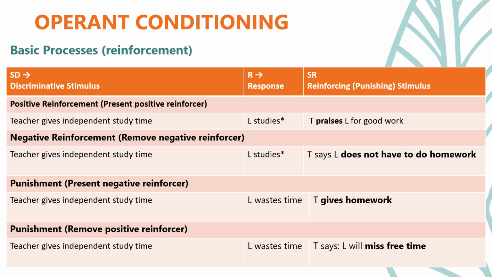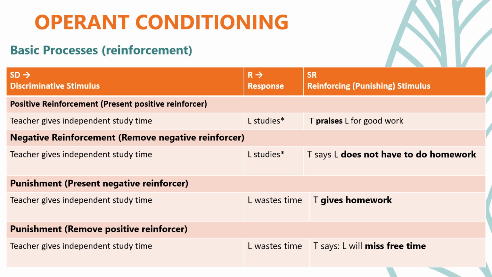In this table, we will learn what positive reinforcement, negative reinforcement, and punishment are, in terms of presenting the negative reinforcer and removing the positive reinforcers. For example, the teacher gives independent study time to a student L, and L studies in that time. So the teacher praises L for good work. This is a positive reinforcement. Something is given.